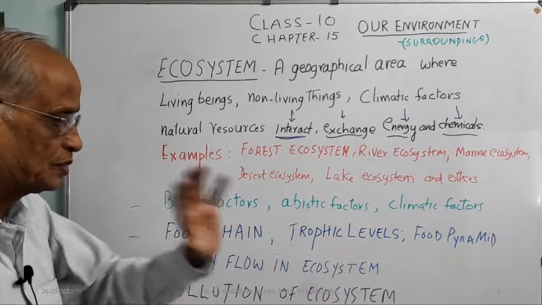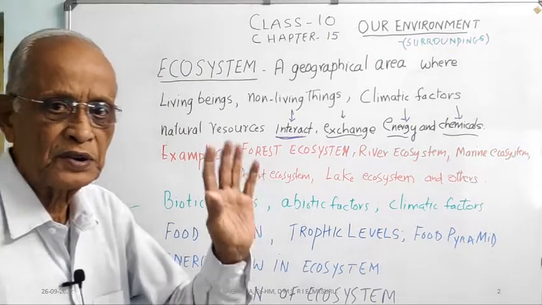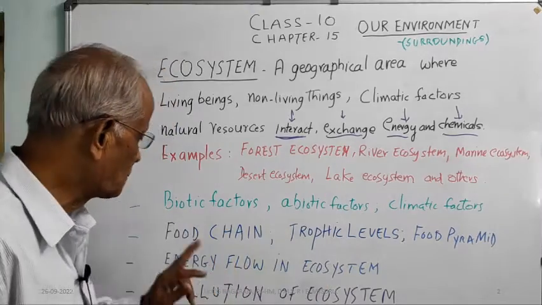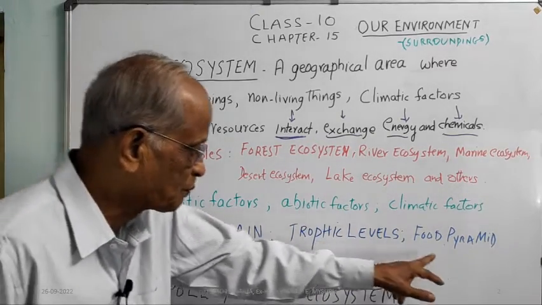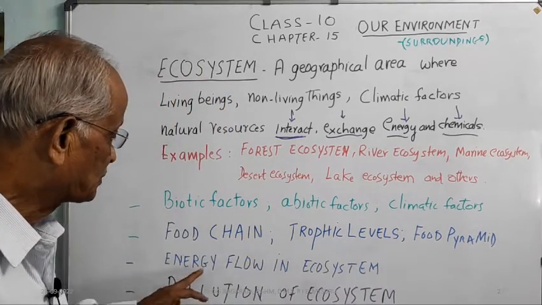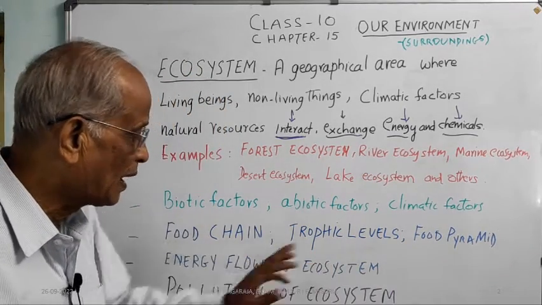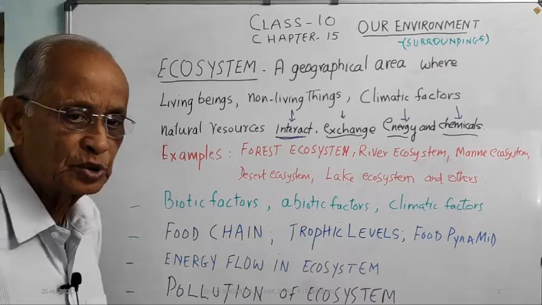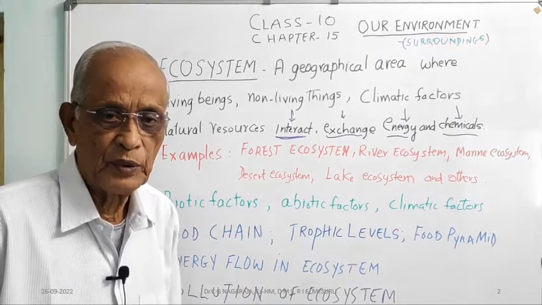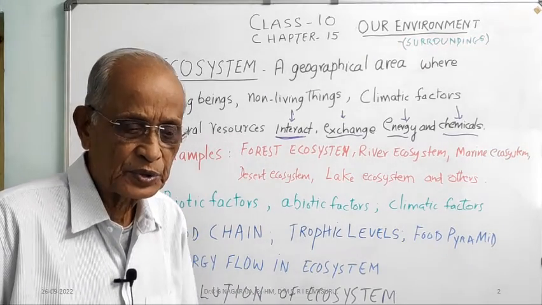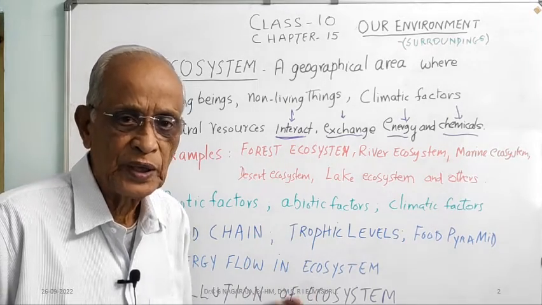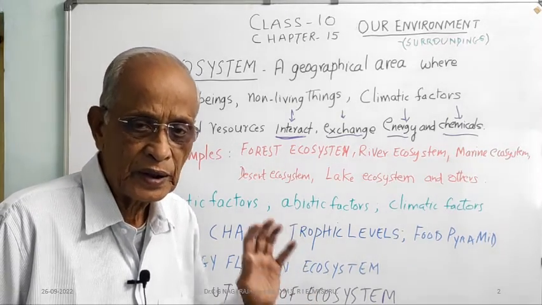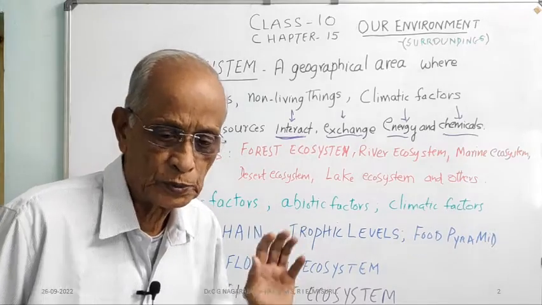And then in this chapter, the most important things you must remember would be food chain, trophic levels, food pyramid, energy flow in the ecosystem, and finally pollution of ecosystem. I will stop here. In the next, I will ask you questions about these things, and then we will try to explain this to you using your textbook. Thank you.